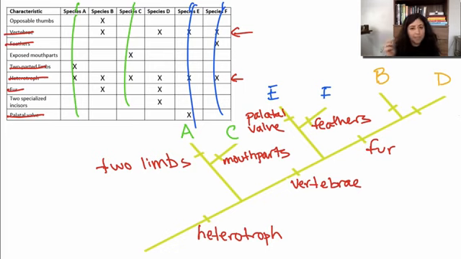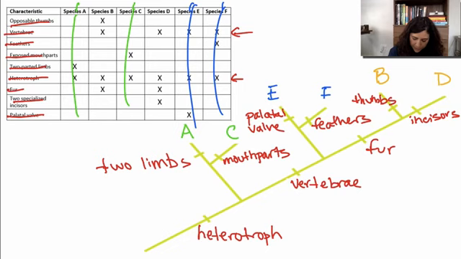And then same thing, we'll be consistent about the traits that go with each one. So the trait that B has that's sort of unique to B is opposable thumbs. So I'll put this here. I'm just going to write thumbs. That kind of says thumbs. And then the trait that D has that no other species has is incisors. Okay, and there we go.